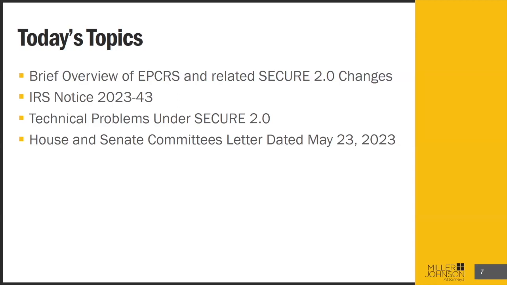Just within the last couple of months, or the last month really, we've also had guidance from the IRS regarding those provisions of Secure 2.0, and that's IRS Notice 2023-43. So if you Google that, you can find the actual notice if you're interested in reading it. We'll talk a little bit about that. Then we'll talk about the kind of errors I was referring to before under Secure 2.0 and a House and Senate committee letter that addresses some but not all of those errors that was recently issued in May.